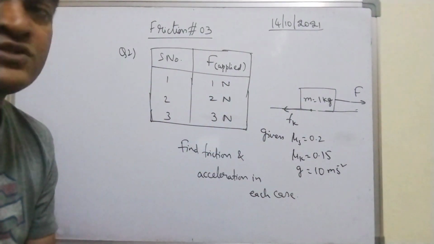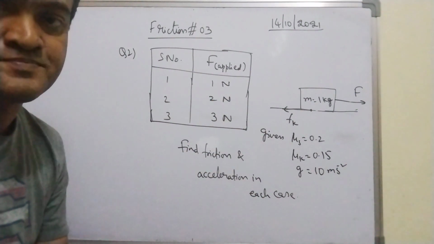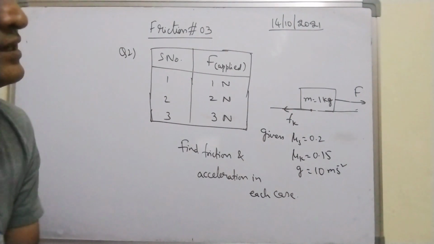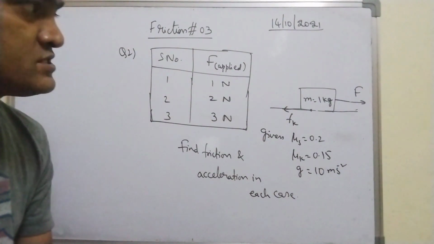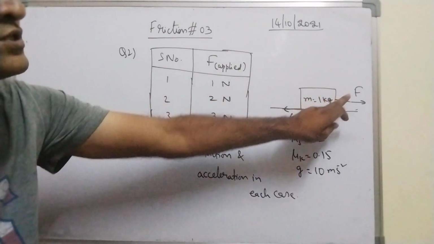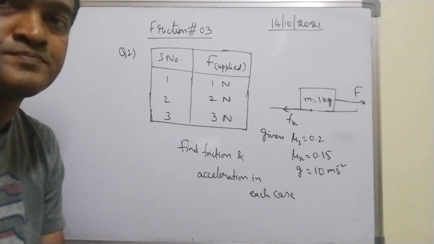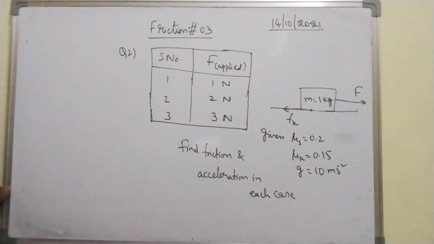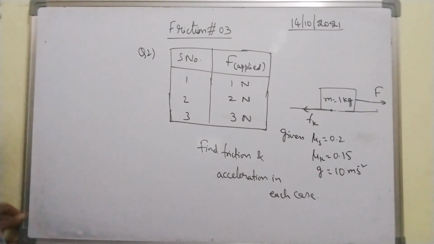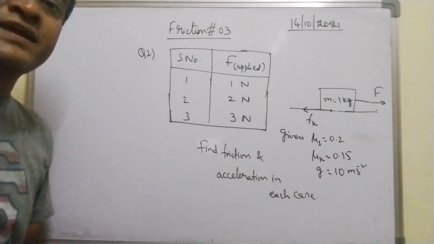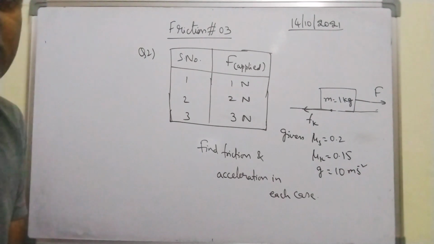In this scenario, you will get one clarity. First we need to take F equal to 1 Newton and see whether this block will move or not. Let us see. Right? Now, first of all, you have to find out limiting friction.